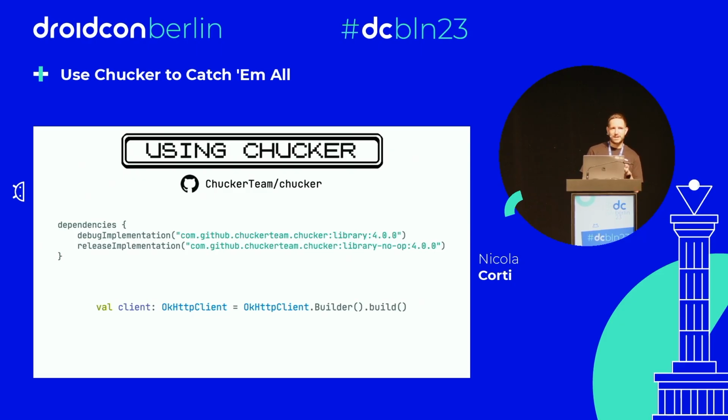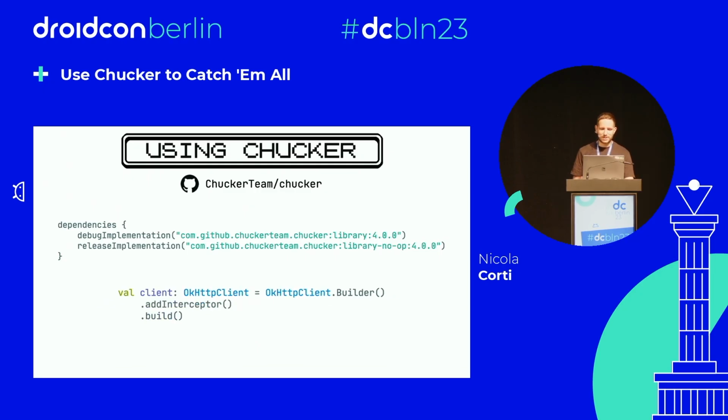And how do you use it? Chucker is effectively an OkHttp interceptor. So where you create your dependencies, with your dependency injection framework, somewhere your HTTP client is created. And over there, you just add the Chucker interceptor and provide the Android context. That's it. It's just those lines.